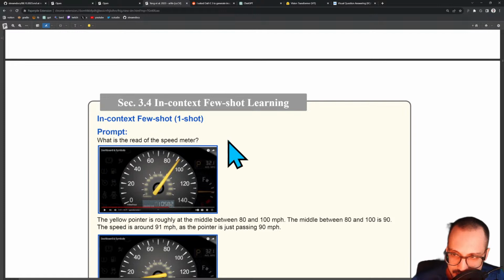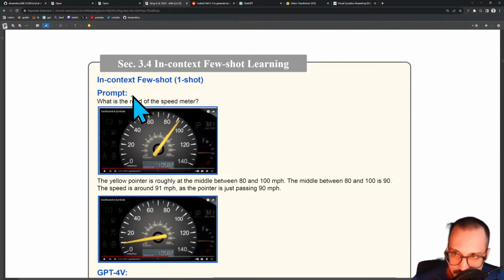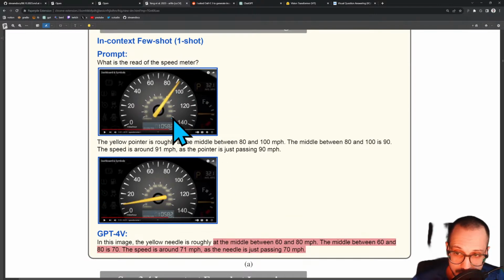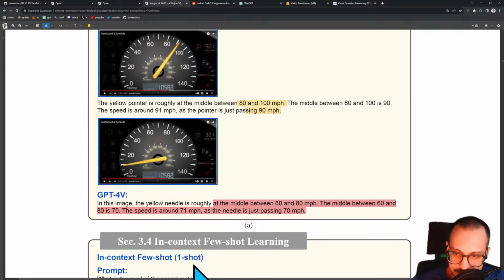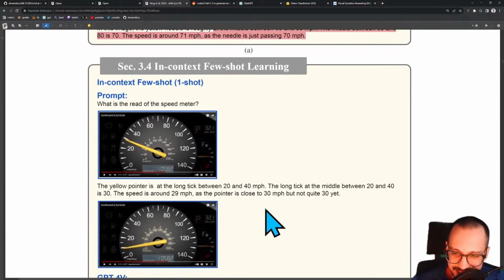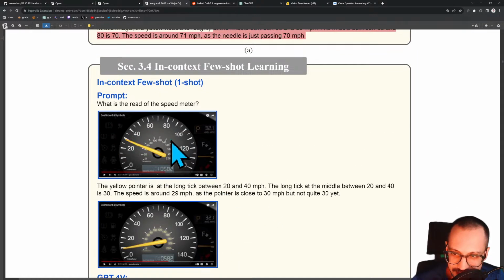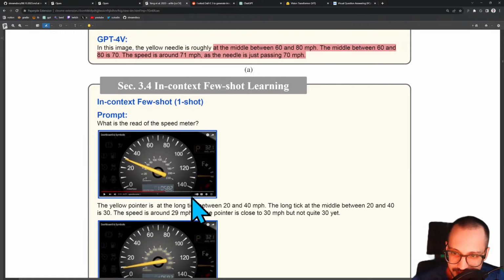But now in context, few shot. So here you're giving it basically an example. So you're no longer just asking it the question directly, you're giving it an example of the question answered correctly. So you're saying here is a picture, and in this picture it's between 80 and 90, which means it's 90. Now what is it here? And then it gets it completely wrong. Also gets it completely wrong here. So damn, it just really sucks at reading these radial dials. Something's going on there.